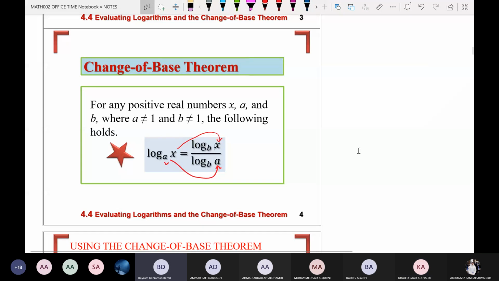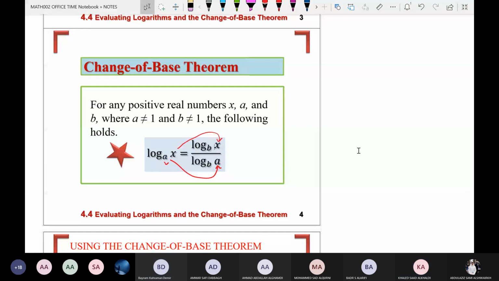Doctor? Yes, please. From where do we find the base b? B depends on your question. Maybe in a question you need to change the base to 2, for example. You have a logarithm with base 5. Well, to solve the question, maybe you need to switch to base 2. Depends on the need, of course, right? Okay. I will ask you if it's not clear.